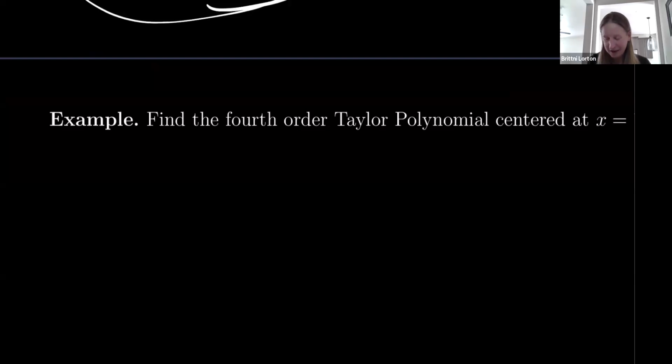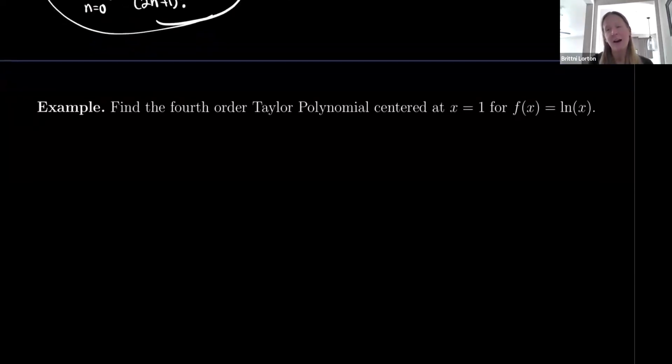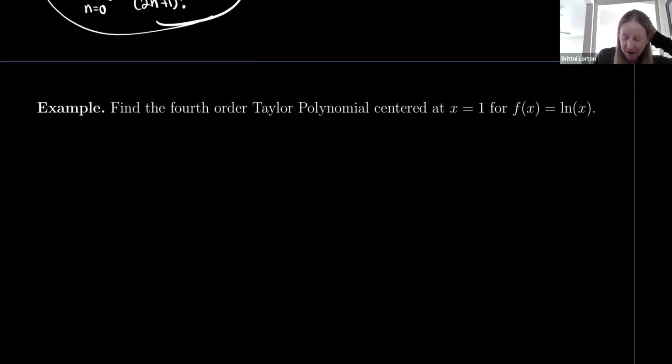All right, let's do the same thing, but now we have an ln function. So now we've got everything that we need. The process is exactly the same. Now we just continue it on. Now I want the 4th order, so I'm going to need 4 derivatives. So I start off with the derivatives. My function is ln of x.